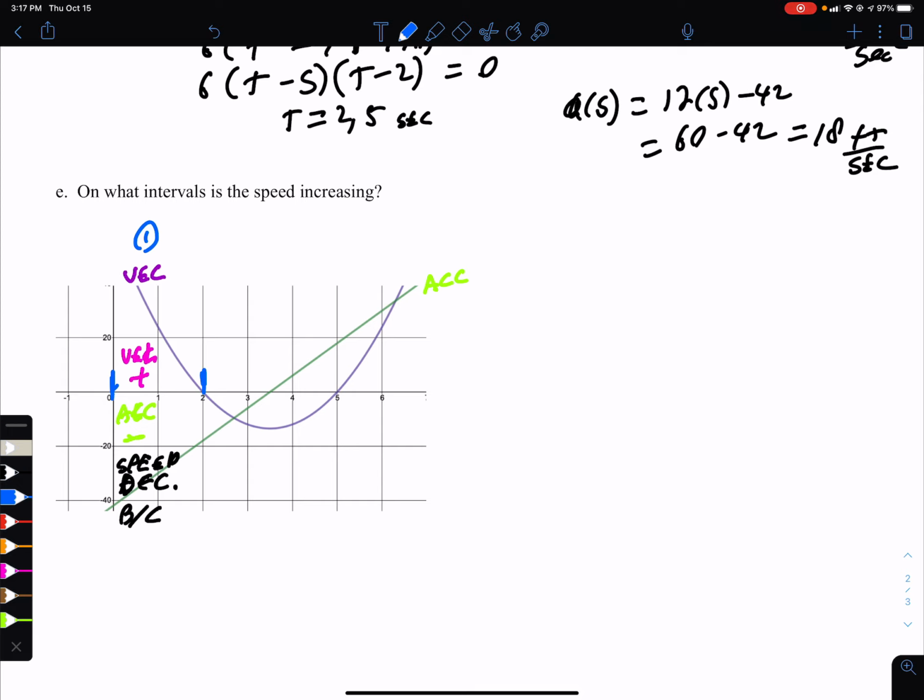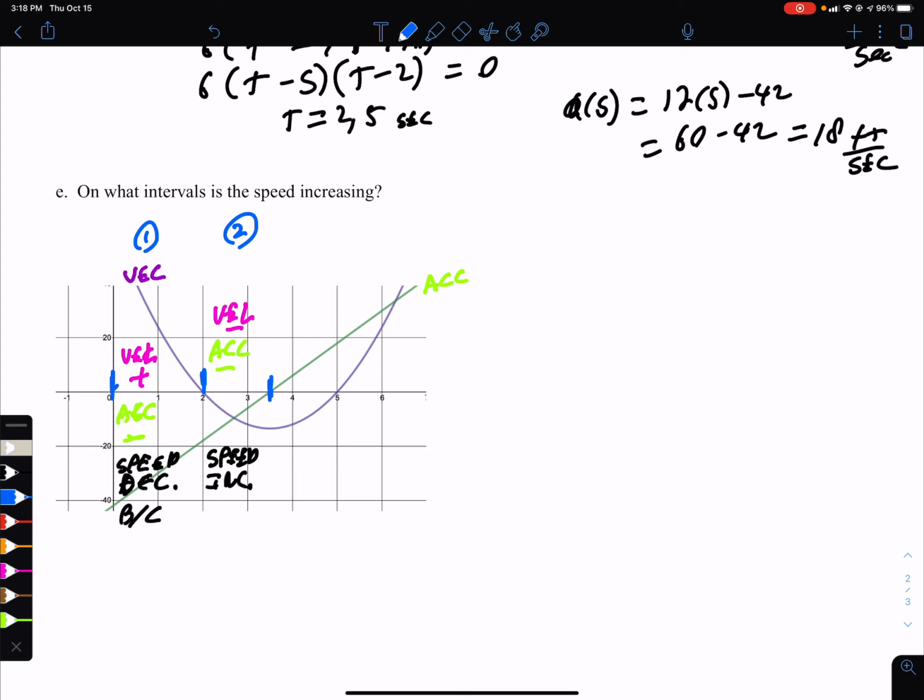Now, if you look at 3.5, it crosses. The acceleration changes from negative to positive. That's going to be region 2. What do you know about velocity in that region? And what do you know about acceleration in that region? I claim that velocity is negative and acceleration is negative. My reasoning, they're both below the x-axis. They're both negative. And what you have to know, when velocity and acceleration have the same sign, speed is increasing. So I would say speed is increasing on that region.